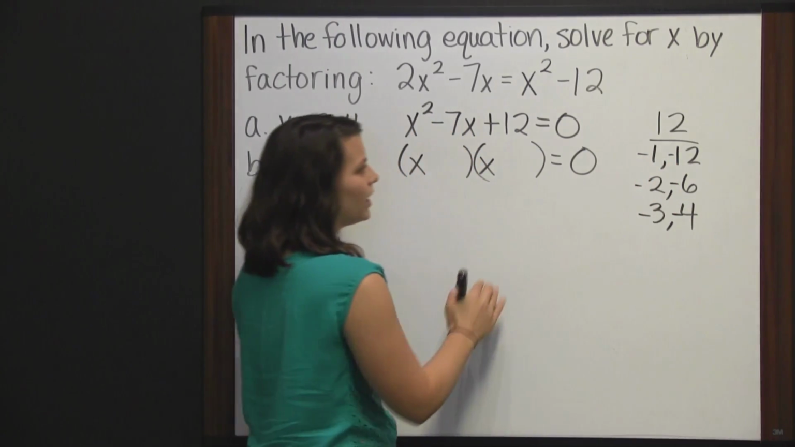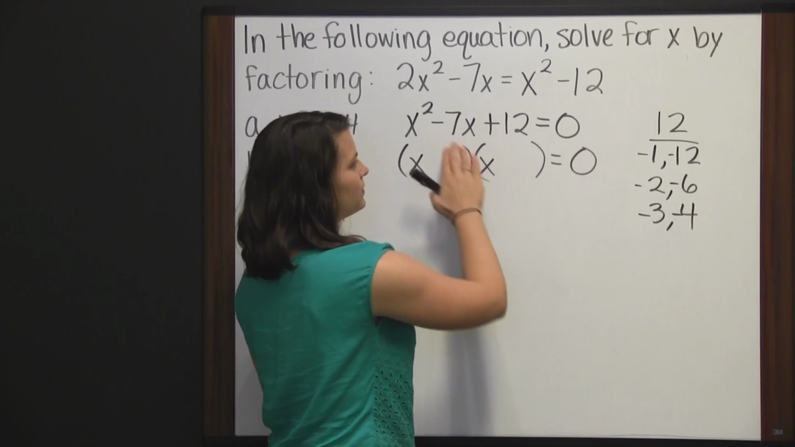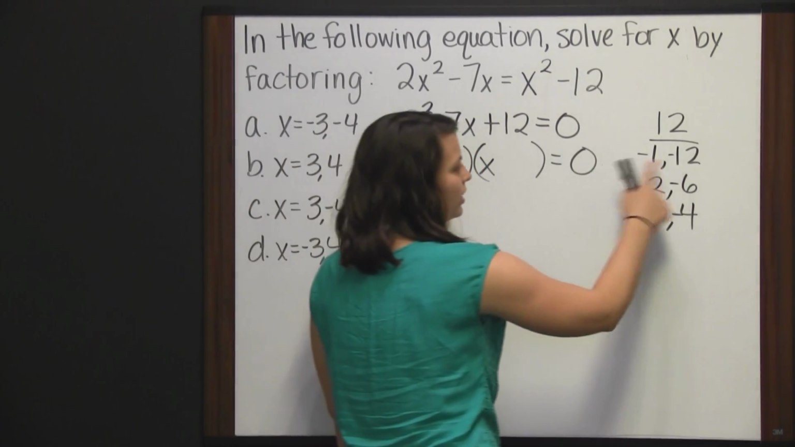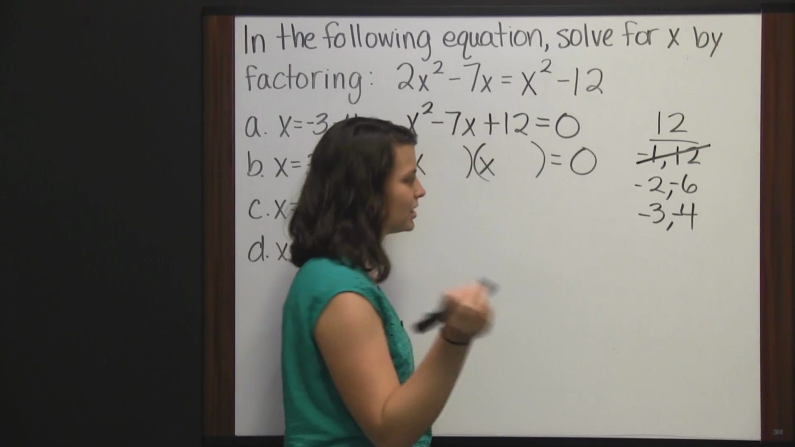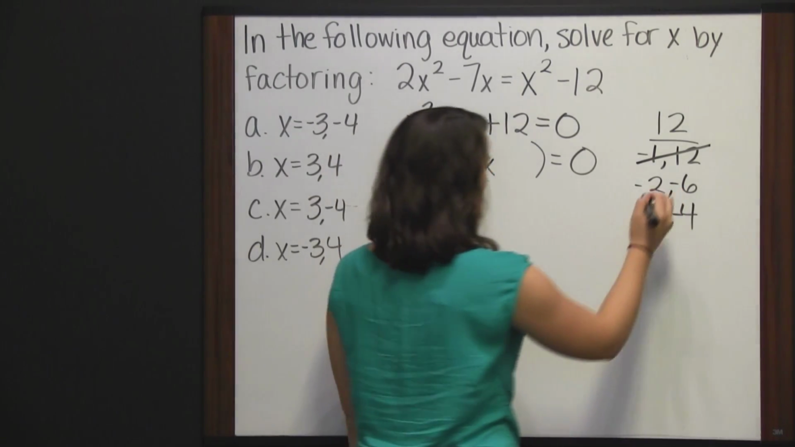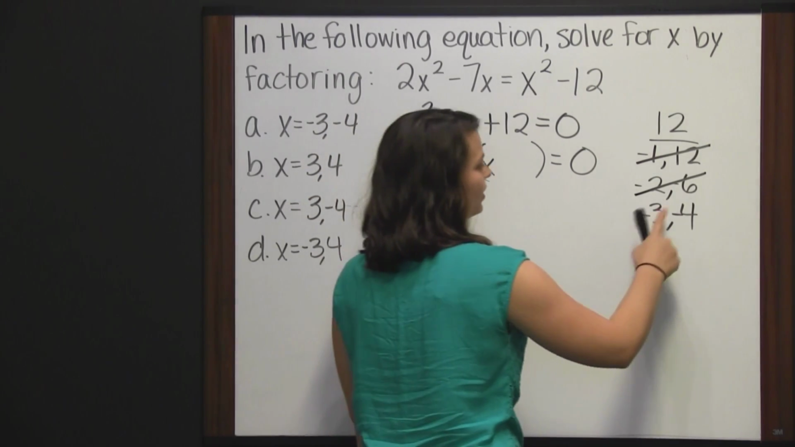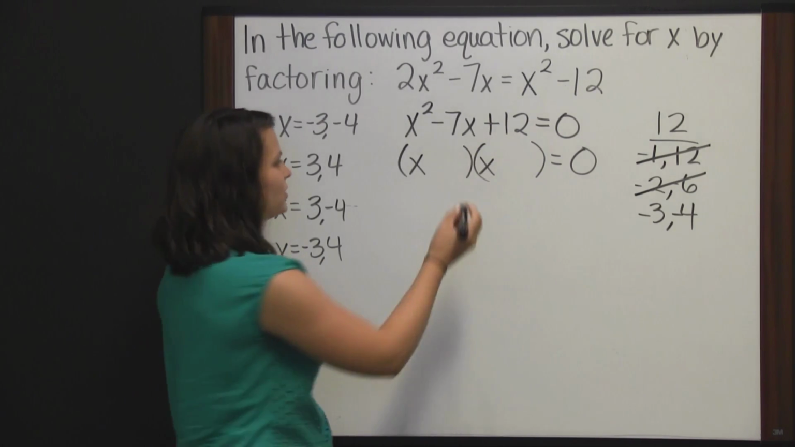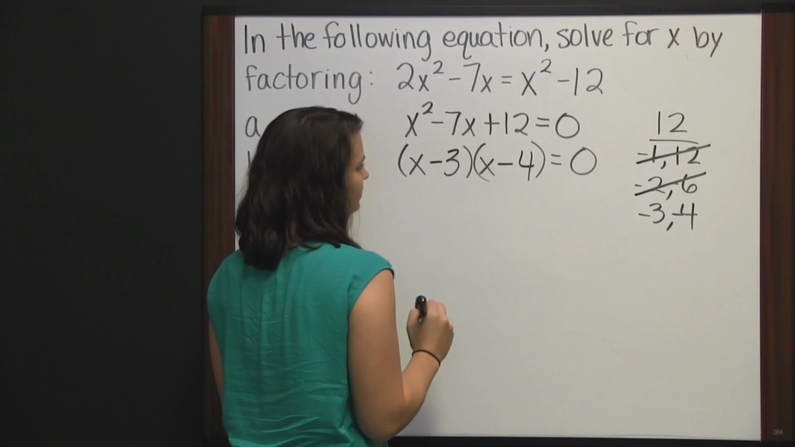Because a negative times a negative will give us the positive 12, but when we add the two negatives together, we'll get our negative 7. So negative 1 and negative 12, that's negative 13, not negative 7. Doesn't work. Negative 2 and negative 6 is negative 8, not negative 7. Doesn't work. But negative 3 and negative 4 does give me negative 7. So I found my numbers, negative 3 and negative 4.